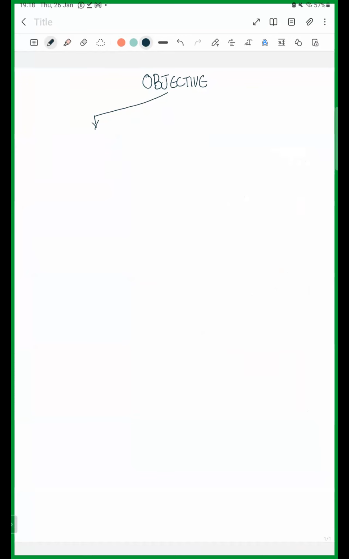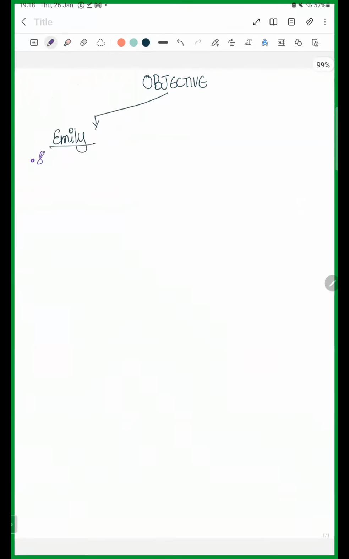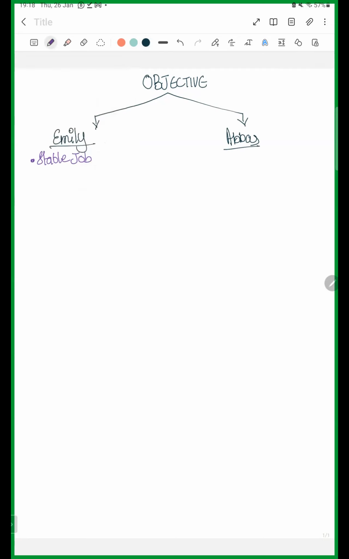You need to have a notebook with you, and everything that I tell you to write, you have to write it. Right now, I'm just explaining what objectives are. So objectives, let's say, Emily, you have an objective or an aim or a goal of getting a stable job, right? In the future, you want to have a stable job. What about you, boss? What is your goal in life? To be a millionaire. To be rich.